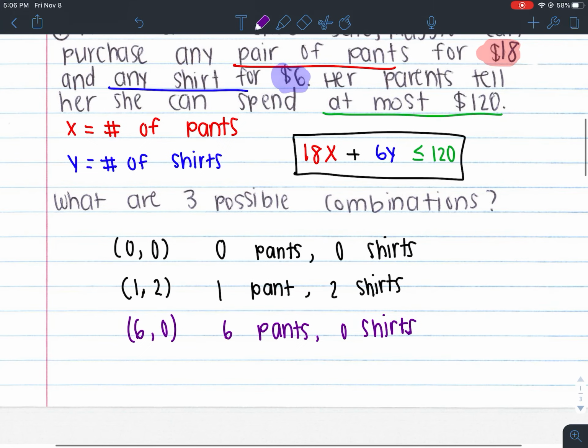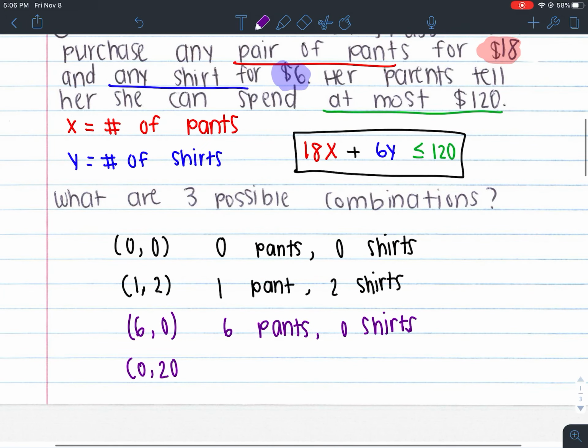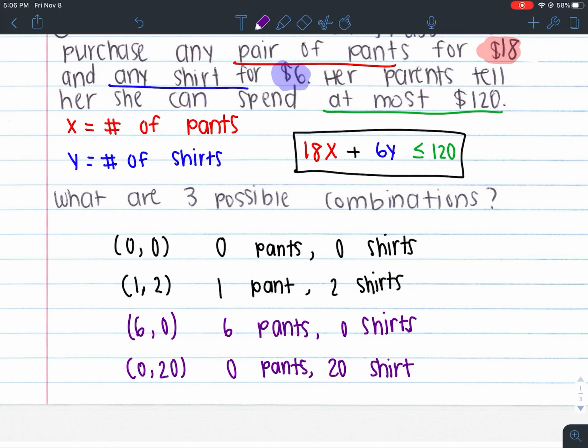On the opposite spectrum of that, let's see if we buy 0 pants. What's the most amount of shirts we can buy? If we have 0 pants for our X, let's figure out how many we could buy for our Y. If I don't buy any pants, I need to do 120 divided by 6, and that's going to give me 20, which means the most amount of shirts I can buy is 20 shirts. And if I buy exactly 20 shirts, it's going to equal $120. So it's literally the most I could spend. So 0 pairs of pants and 20 shirts.